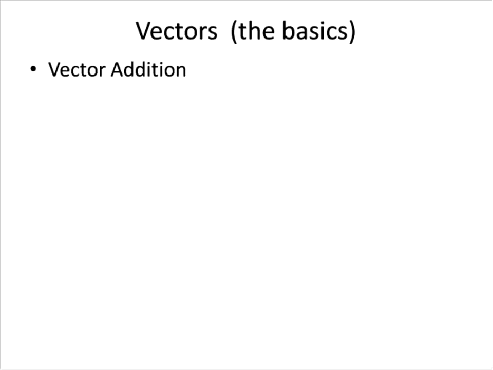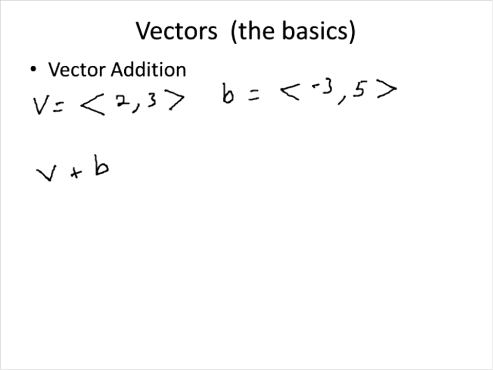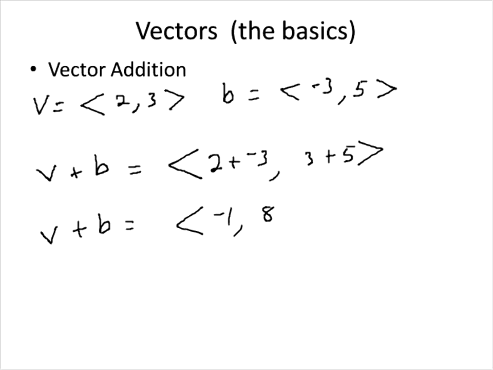Vector addition. Now they'll give you some formulas in the book for vector addition, but let's just do a concrete example. Let's say I have vector v, and vector v is 2, 3, the same vector we've been dealing with. Let's do a second vector, say vector b. Vector b is the vector in standard position -3, 5. If I wanted to add these two vectors, all I do is add the first components and then add the second components. So I'm going to take 2 plus -3, 3 plus 5. So vector v plus b is the vector -1, 8.